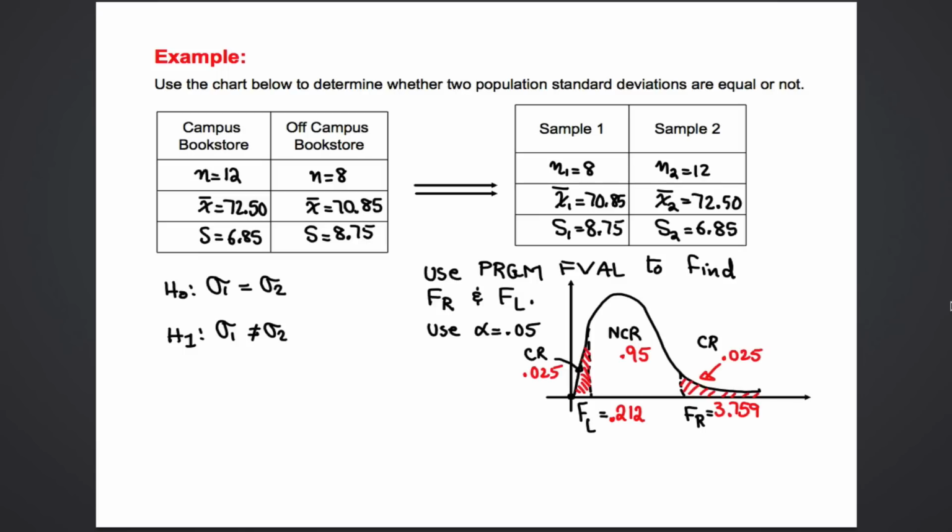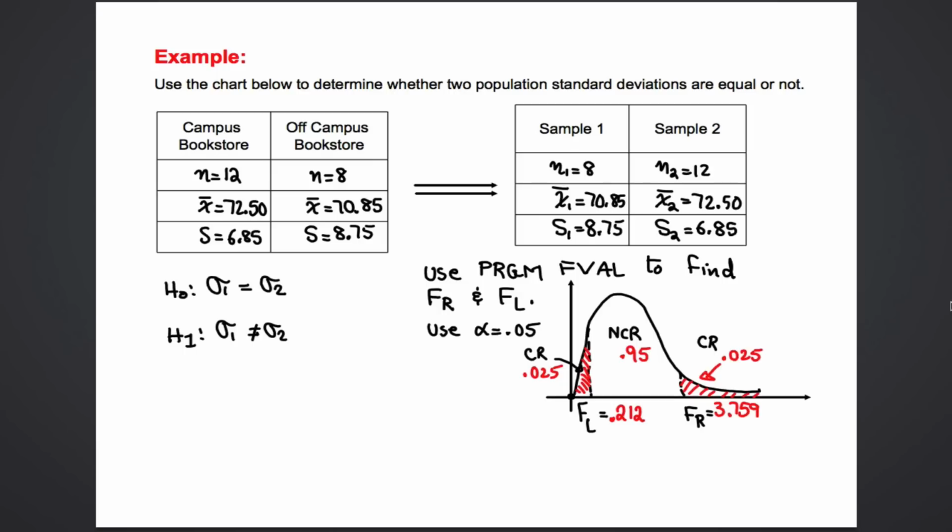So our H0 will be that two population standard deviations are equal, sigma 1 equal to sigma 2. And our alternative hypothesis would be that sigma 1 is not equal to sigma 2. Once again, this would be a two-tailed test. Now, if alpha, the significance level, is not given, we're always going to use 0.05. And this is going to be a two-tailed test. So the right tail critical region is 0.025, and a left tail critical region will be 0.025.